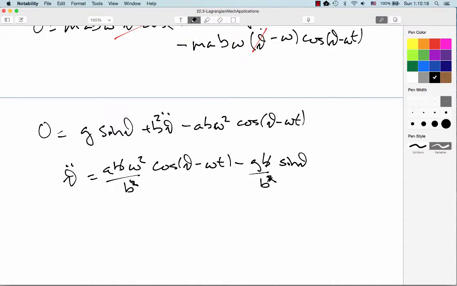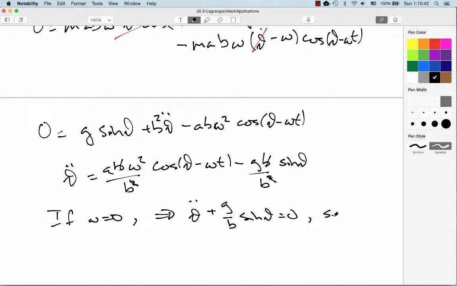Now, in general, this is going to be a bear to solve. But if omega is 0, right, then this will reduce to theta double dot plus g over b sine theta equals 0, which is a simple pendulum. So there you go. But in any event, we've got an equation of motion we can put in. I mean, it wasn't pretty doing it this way, but to do it with Newtonian mechanics would have been a total bear.